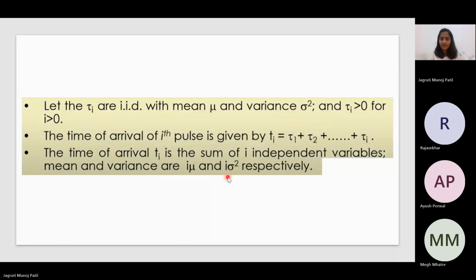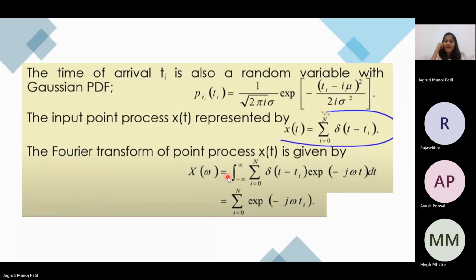Next, if you know this is your time of arrival and you have to represent it with respect to a Gaussian PDF, then this is the normal actual form. The Gaussian PDF is nothing but 1 by square root of 2 pi sigma, and then exponential of x minus mu by sigma square. This is how the Gaussian PDF is described.